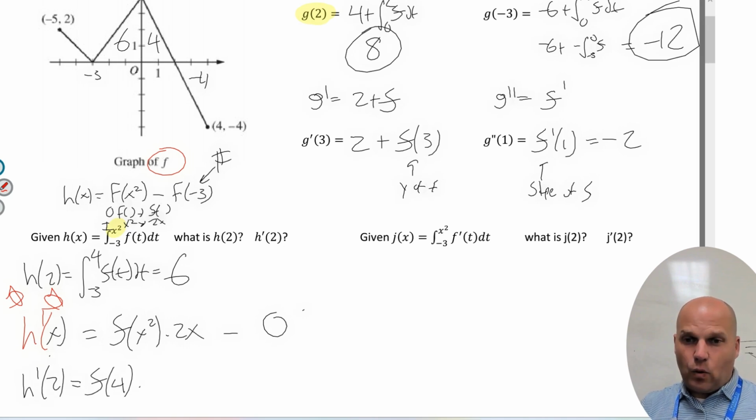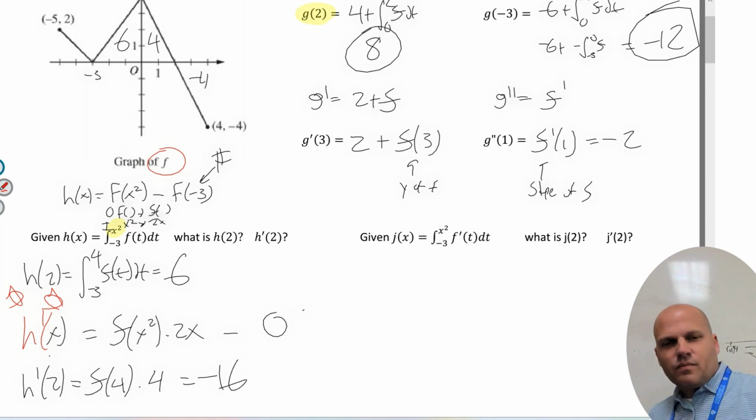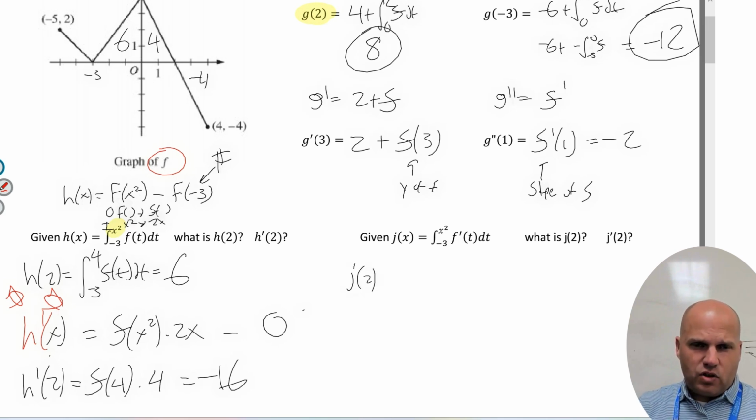I need to find f of 4 and then multiply it by 4. F of 4 is -4. Multiply by 4 is -16. I threw these in. I don't know if they're even going to work, but I want you to be able to adjust and adapt. Now I'm saying J is the accumulation of f prime from -3 to x squared. And it's like, okay, well, it's J of 2. Well, it'd be the accumulation from -3 to 4 of f prime.